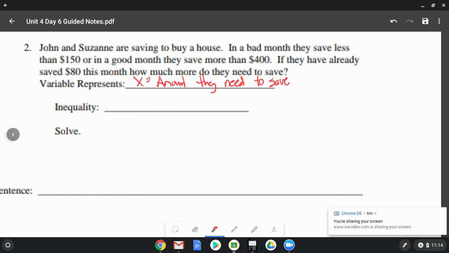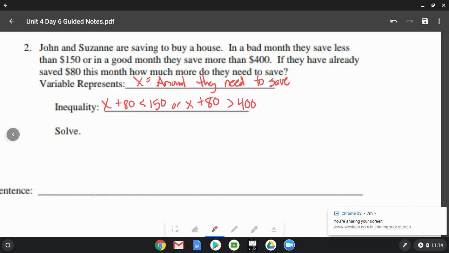And then, ooh, 1 second. Let me watch. Okay, good. By inequality, I see a less than 150 or a greater than, what was it, more than 400. So the variable is X for both of these left sides. And then what else did they give us? Oh, they already saved 80 themselves. So it's going to be plus 80 for both of these.